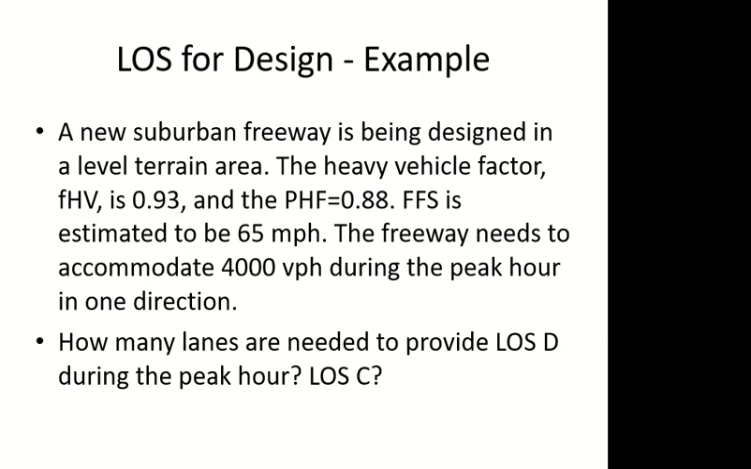Okay, we have another example which is for level of service design. It's a design example. So we have a new freeway, and it is to be designed in a level terrain. The heavy vehicle factor is given, peak hour factor is given, the free flow speed is given. The freeway needs to accommodate 4,000 vehicles per hour during the peak hour in one direction. So one direction volume is given, and how many lanes you will go for if you need level of service C, and how many lanes you will go for if you need level of service D. So we need to check for two conditions over here.